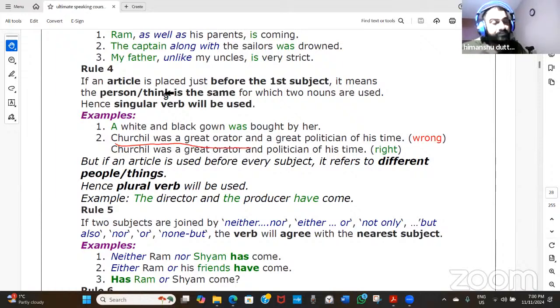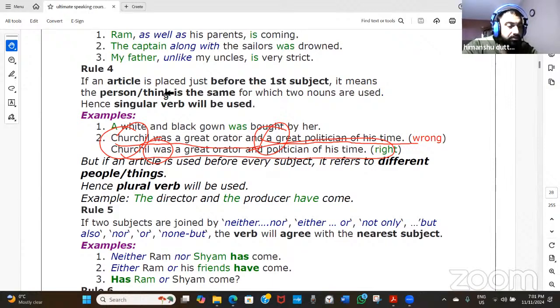Churchill was a great orator and a great politician of his time. Okay. So in that scenario, has not to be used. So Churchill was a great orator and politician of his time. So one and the same person. We are talking about the one and the same person. So that's why was will be used. Okay. So Churchill was here. It was quite clear, somehow the example was a little ambiguous, and here in the beginning it's quite clear. We are talking about Churchill, Winston Churchill.